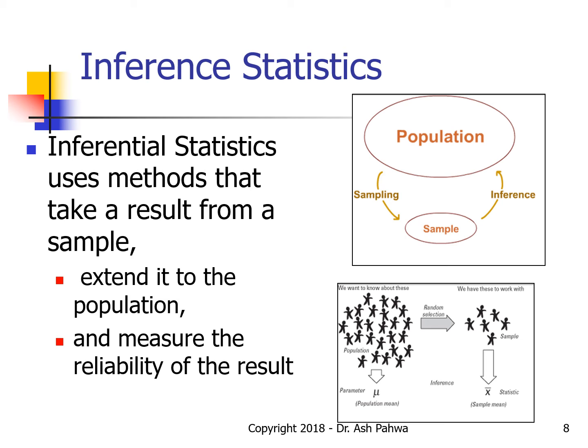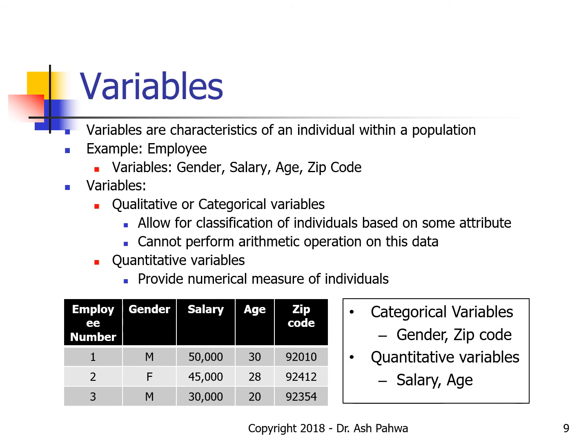Inferential statistics uses a method that takes the result from a sample and extends it to the population. Not only can we tell what the population characteristics are going to be, but at the same time we can forecast the confidence interval. How confident we are that if general elections were held today, candidate A is going to win the election. So confidence measure also has to be computed.